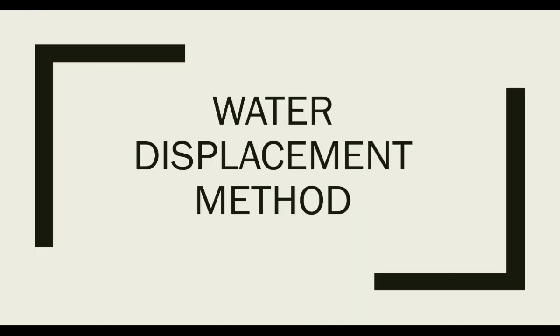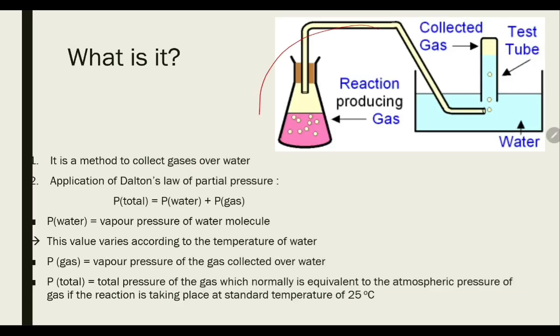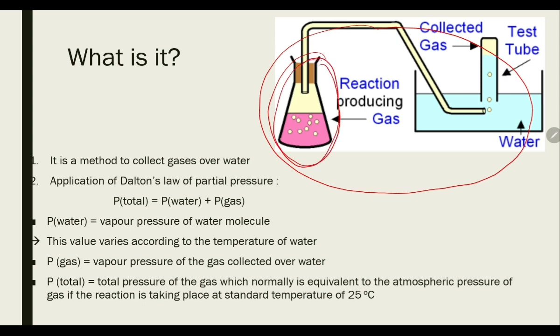Okay, the application of Dalton's law in chemistry is in the water displacement method, an experiment to collect gases over water. In this flask, we have a reaction which produces gas, and the gas is allowed to pass through this glass tube, and then it's collected over water. This test tube will collect the gases.